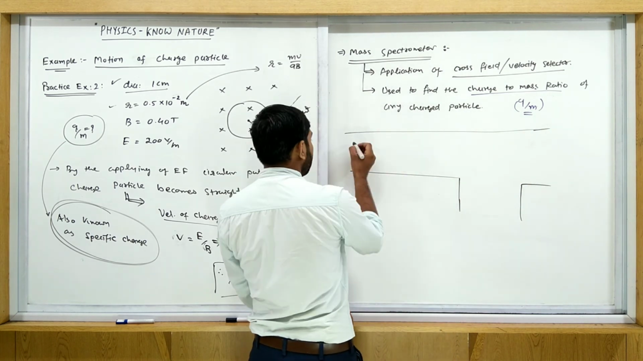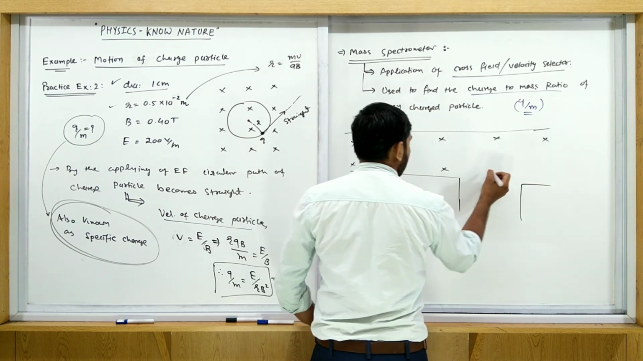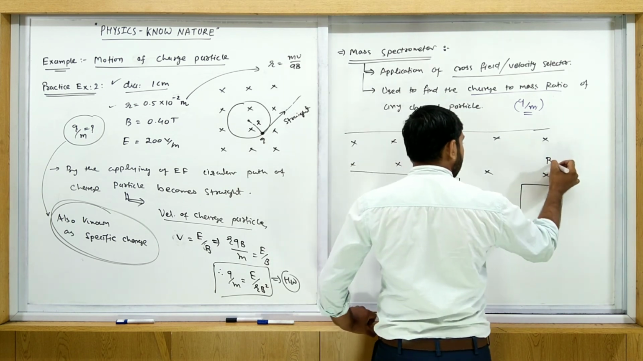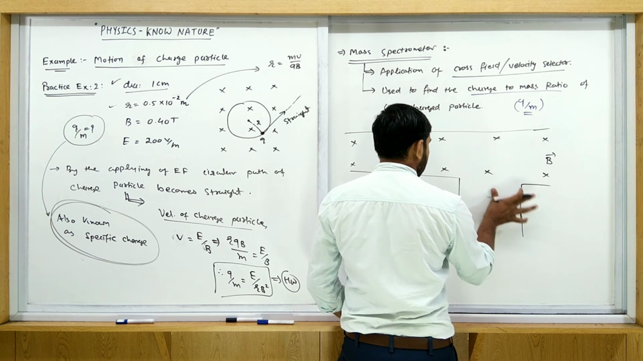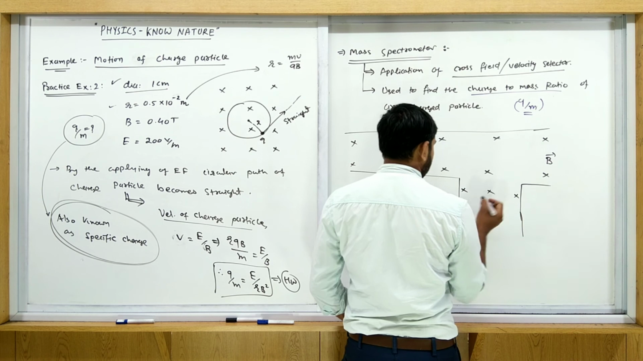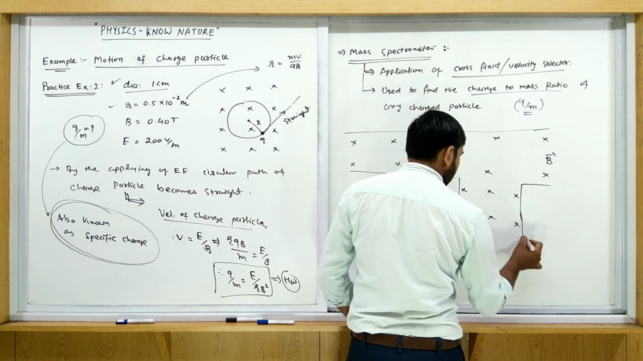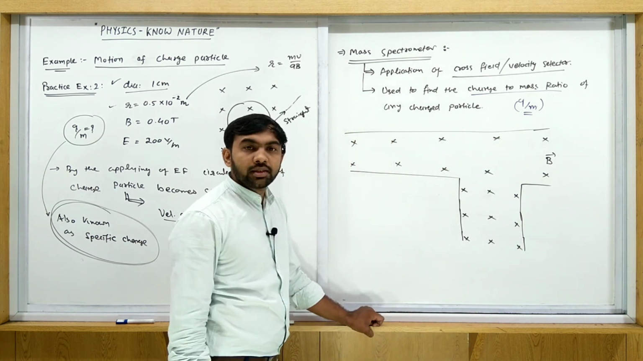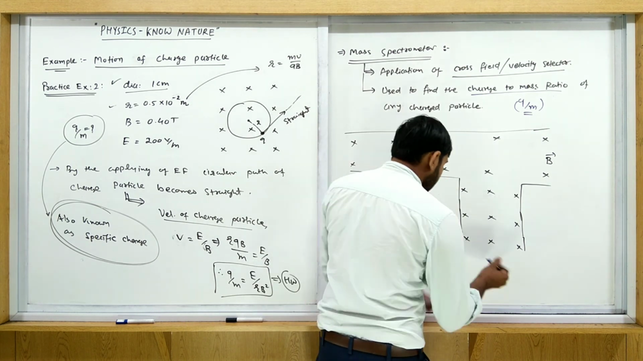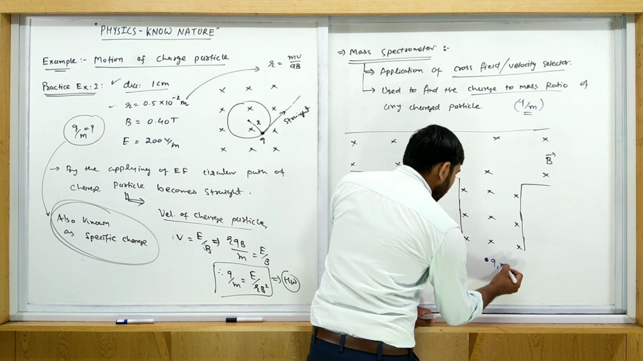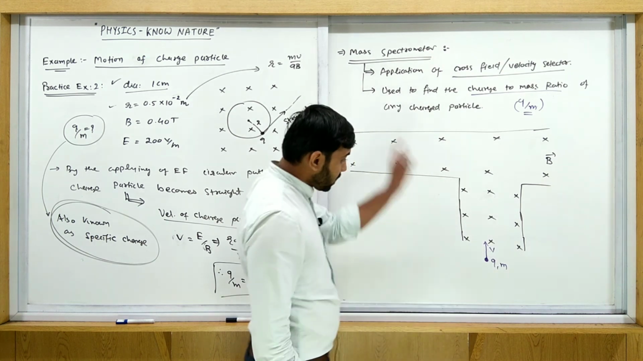So in this region the uniform magnetic field is present. Consider in this region uniform magnetic field B is present everywhere. Like this, everywhere uniform magnetic field B is present. Now in this, if any charged particle is shot from here, this charge is Q, mass is M. Now this charged particle is shot with the speed V into this field.